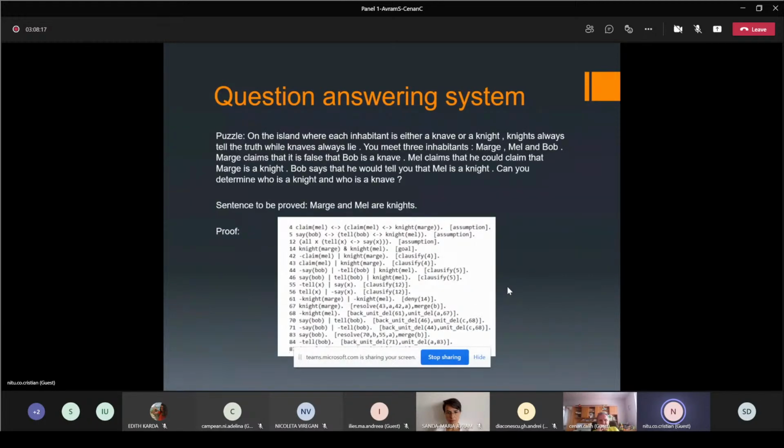Here we can see a puzzle with a question and an additional question asked by the user. The sentence to be proved is "Marge and Ben are knights." At the bottom, we can see the representation of the proof, how Prover9 made that proof based on assumptions, on new facts it deduced. And finally, we obtain a null clause, which means that Prover9 found the proof. So the sentence was proved.